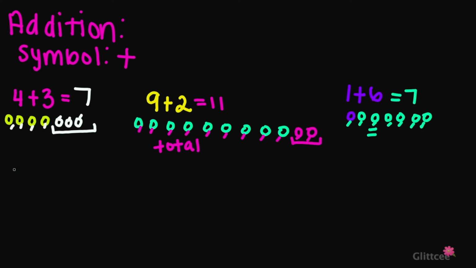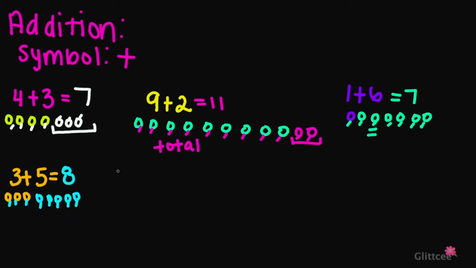Let's try 3 plus 5. This means I have 3 marbles. 1, 2, 3. You're adding 5 more to what you already have. So 1, 2, 3, 4, 5. How many do you have in total? 1, 2, 3, 4, 5, 6, 7, 8. So 3 plus 5 equals 8.